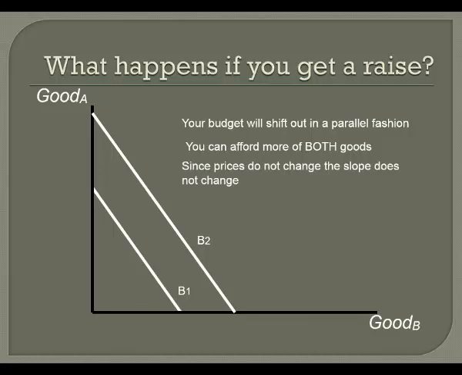The prices do not change, therefore the slope does not change. The incomes have changed, and the income shows up in the formula I gave you a few slides back for our endpoints here. So that's where the income shows up, so the endpoints are what's going to change.